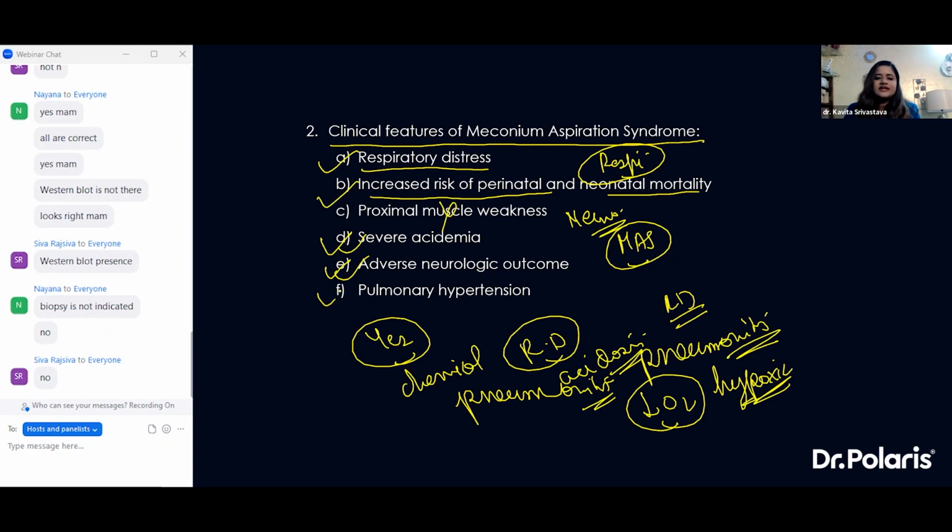And long term, they can have episodes of pulmonary hypertension. So these are all basically chemical changes that happen inside the lung if the meconium is not aspirated out in time or the child is not ventilated properly in time. So these are the complications that can happen. All right.